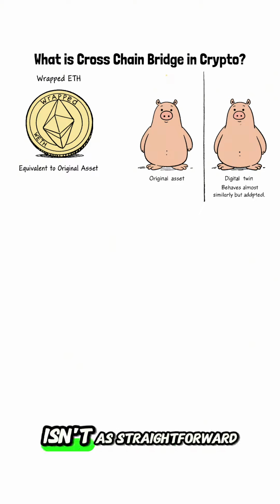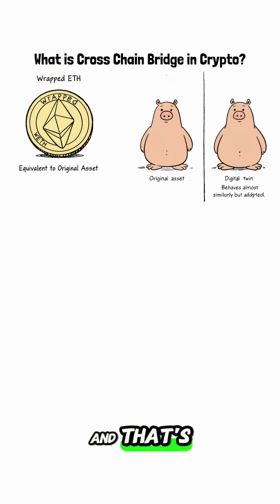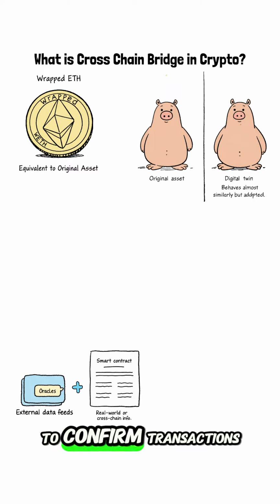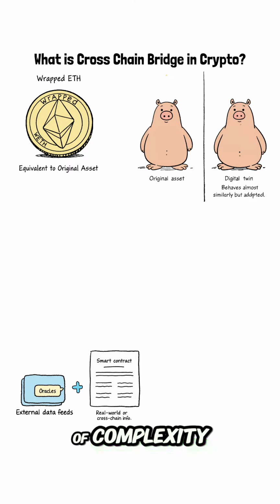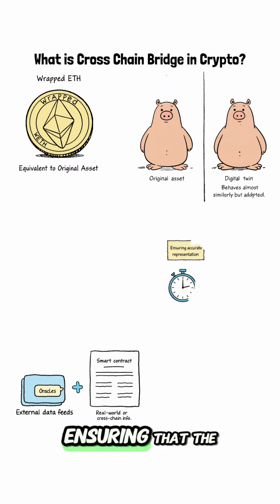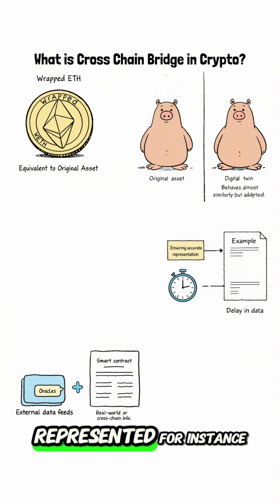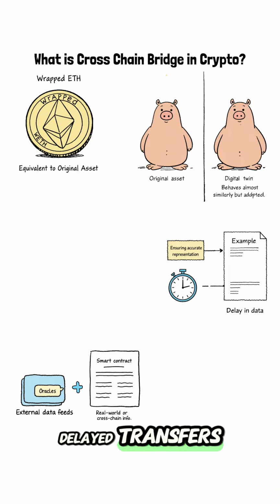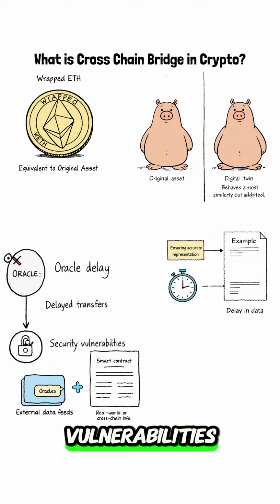Of course, this isn't as straightforward as it sounds, and that's where the depth and potential pitfalls come in. Bridges often rely on oracles or third-party validators to confirm transactions across chains, which introduces layers of complexity. Oracles are external data feeds that provide real-world or cross-chain information to smart contracts, ensuring that the bridged assets are accurately represented. For instance, if there's a delay or discrepancy in the oracle's data, it could lead to issues like delayed transfers or even security vulnerabilities.